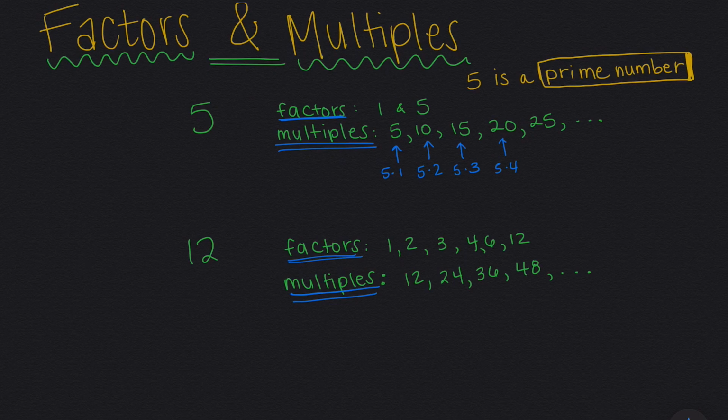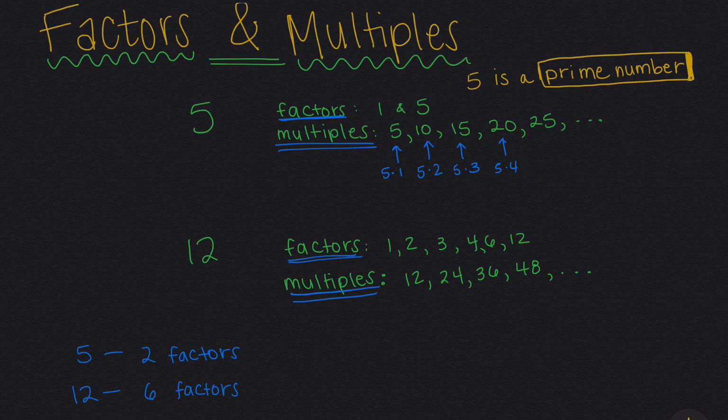To recap our explanation of 5 and 12, we can see that 5 only had two factors, which were 1 and 5. Remember, 5 is a prime number. And 12 had 6 factors, and only 6 factors. So there are no other two whole numbers that you can multiply to get 12, besides 1, 2, 3, 4, 6, and 12.